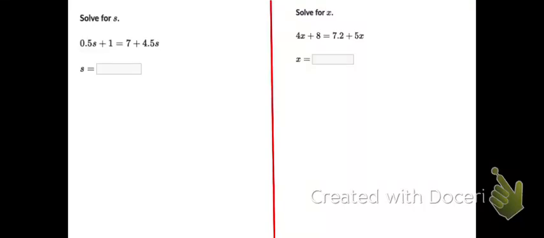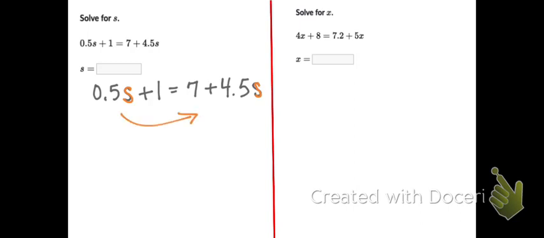Here I'm going to show you how to solve equations with variables on both sides that involve decimals. So if we look at the one on the left, remember if we have variables on both sides of the equation, I suggest the first step is to collect all those variables on one side. So I'm going to move the 0.5s over to the right side of the equation by doing the opposite.